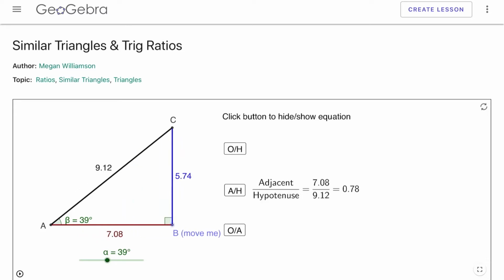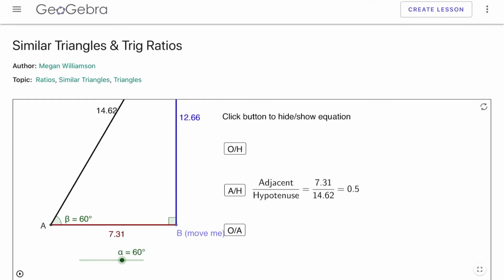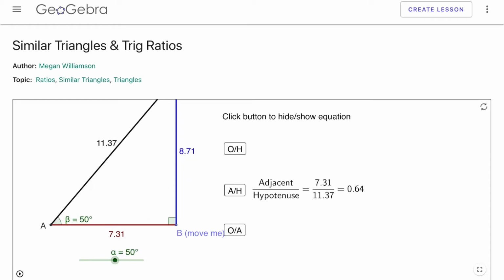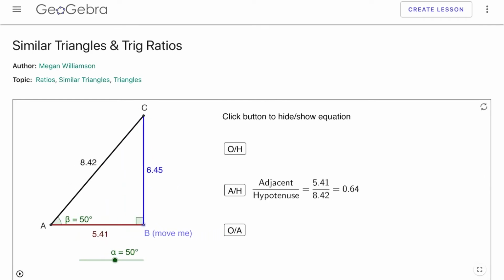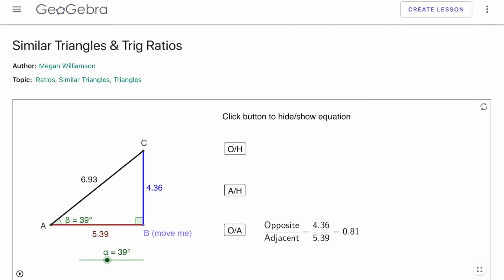No matter how big or how small my triangle is, the side lengths are changing, but when I divide, I still get 0.78. Same thing here, when I change the angle, the ratio changes, but once I keep the angle the same, the ratio stays the same. And the same thing is true for tangent, which is opposite over adjacent. Change the angle, the ratio changes; change the size, and the ratio does not change.